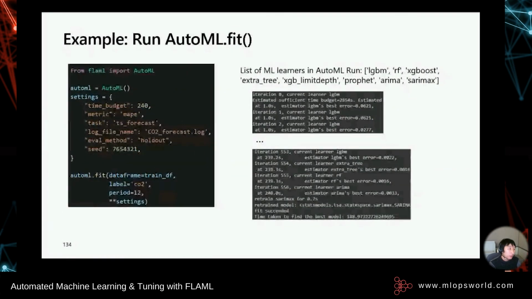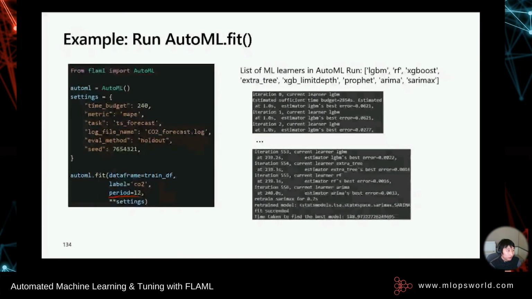To use FLAML for forecasting, the code is very similar to other tasks. For example, we set the time budget as 240 seconds, that is 4 minutes. The optimization metric is mean absolute percentage error. The validation method can be chosen from auto, holdout, or CV. In AutoML.fit, we pass the training data frame and the label column. This period argument is needed to specify the forecasting horizon. We plan to forecast for 12 months, so we set period equal to 12.